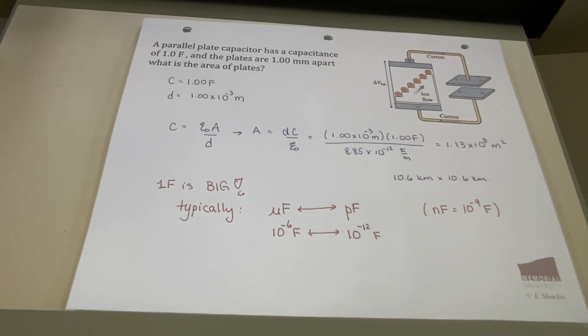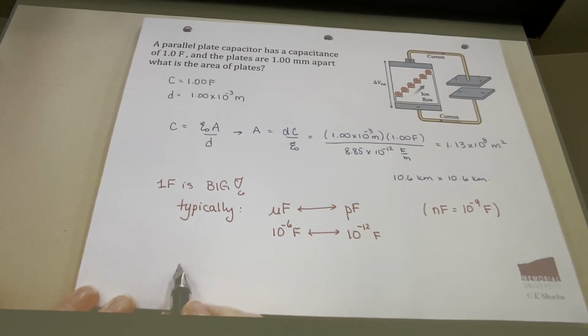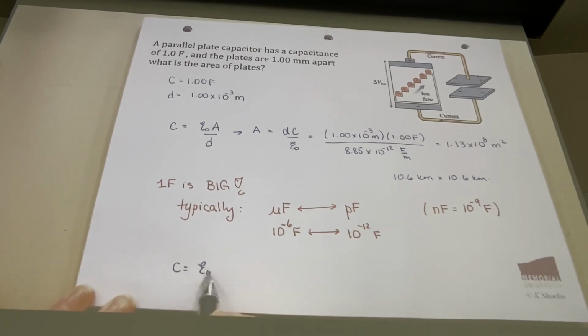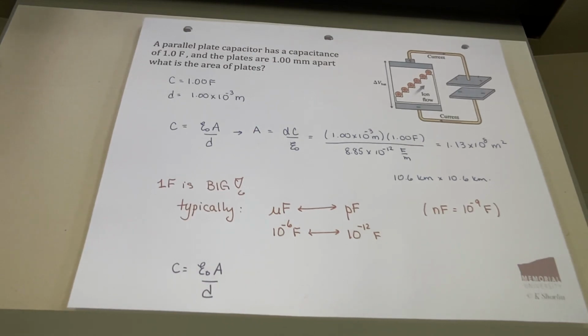So you get a spark between the plates. Your device will catch on fire, right? So we have to be careful. We want our capacitances high, but we don't want the electric field so high. So when we think about our capacitance, which is epsilon naught times A over D, let's think about each of those parameters and what we can do with them.